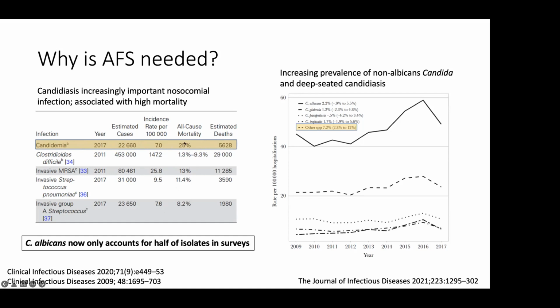The attributable mortality is a little bit difficult to ascertain. Often these patients are very sick, but it's associated with high mortality. And worryingly, non-albicans species are increasing in prevalence over time, both in bloodstream infections and associated with deep-seated candidiasis. You can see that over here. Candida albicans is fairly stable over time. This is a recent large survey across the US. But in the middle here in these dashed lines, non-albicans species are increasing. And now overall in the US, albicans accounts for only about half of isolates in surveys. Glabrata is the second most commonly isolated Candida, and that obviously has treatment implications.